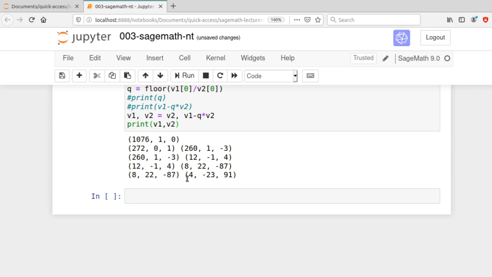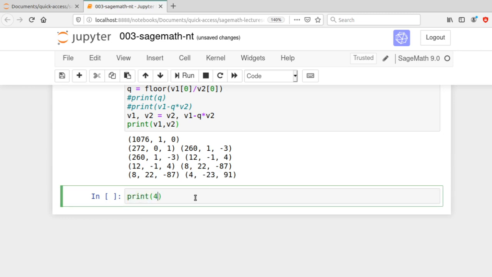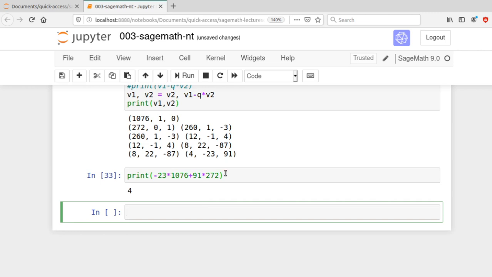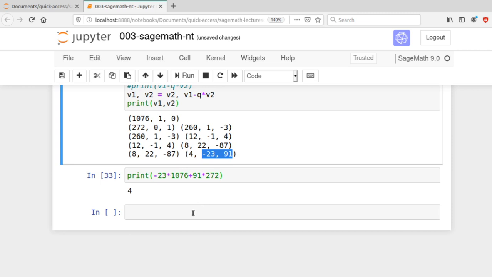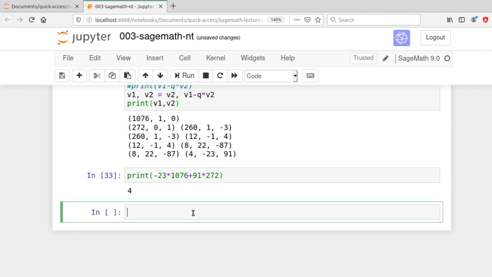Therefore, we finally get that these are the Bezout identity coefficients. 4 equal to minus 23 into 107, okay, let us verify that. 4 equals minus 23 into 107 plus 91 into 272. We get it. So the Bezout identity coefficients are minus 23 and 91. So we computed the Bezout identity coefficients directly.